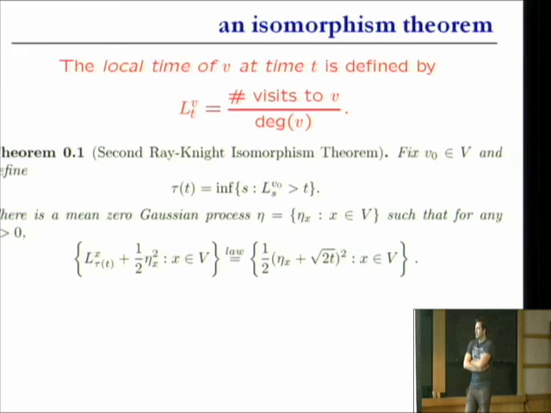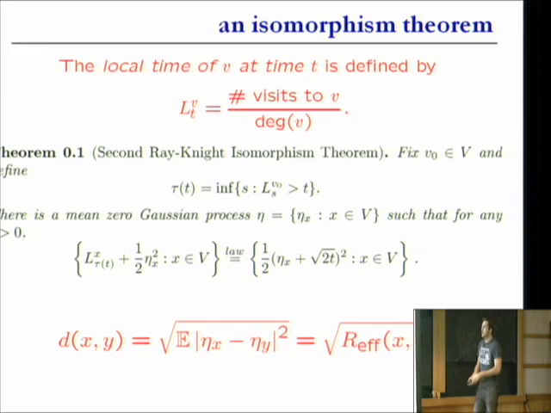So I didn't say what the Gaussian process is. Here's another key fact. The Gaussian process is exactly the one where the Gaussian distance is the square root of the effective resistance between x and y. So again, if you don't want to think about effective resistance, this is just the commute time normalized by the number of edges in the graph, just the commute time over 2m. But this Gaussian process is connected to the local time process by the fact that these variables are correlated in this way. The Gaussian distance is the square root of the effective resistance.